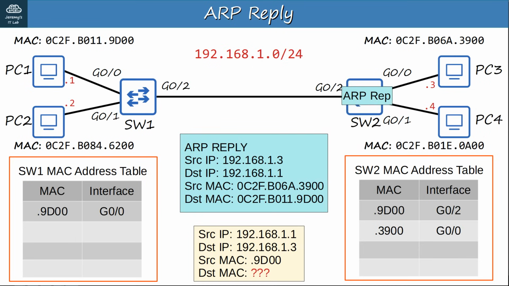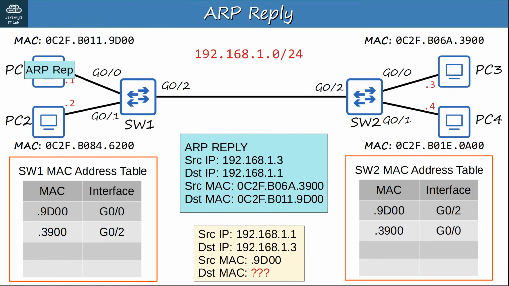Because Switch 2 learned PC1's MAC address on the G02 interface, it will send the frame out of that interface towards Switch 1. Switch 1 receives the frame, and since it has already learned PC1's MAC address on the G00 interface, it simply forwards the frame out of the interface, and PC1 finally receives the ARP reply. PC1 will then use that information to add an entry for PC3 to its ARP table, which is used to store these IP address to MAC address associations.